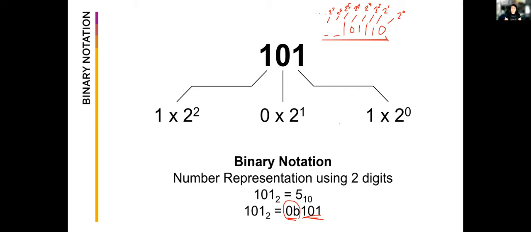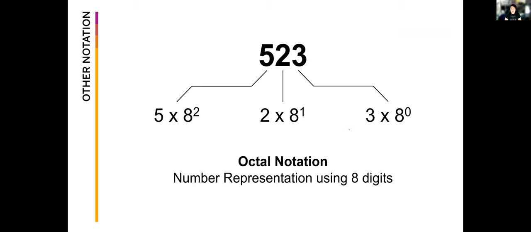From decimal to binary, we change our base from 10 to 2. That means we can also use different number systems, represented by a different number of digits. Another common number system is the octal notation, which uses 8 digits, from 0 to 7. Since we're using 8 digits, we simply change the base to 8.